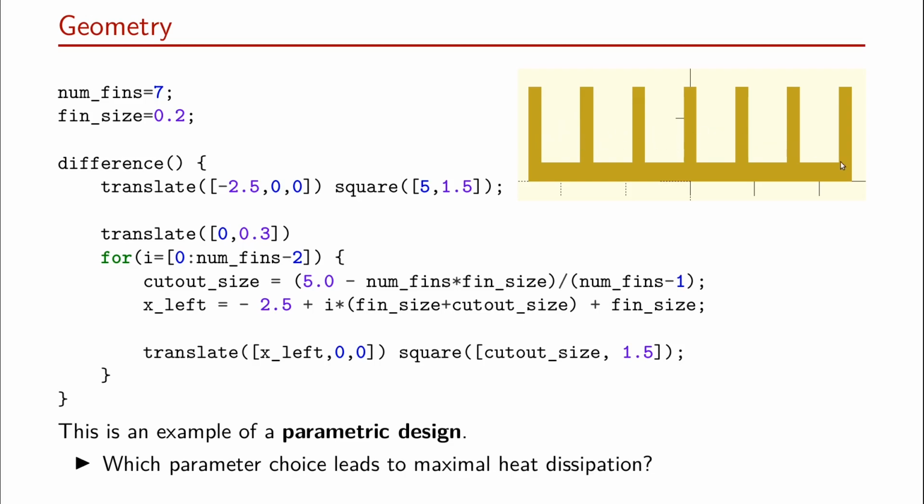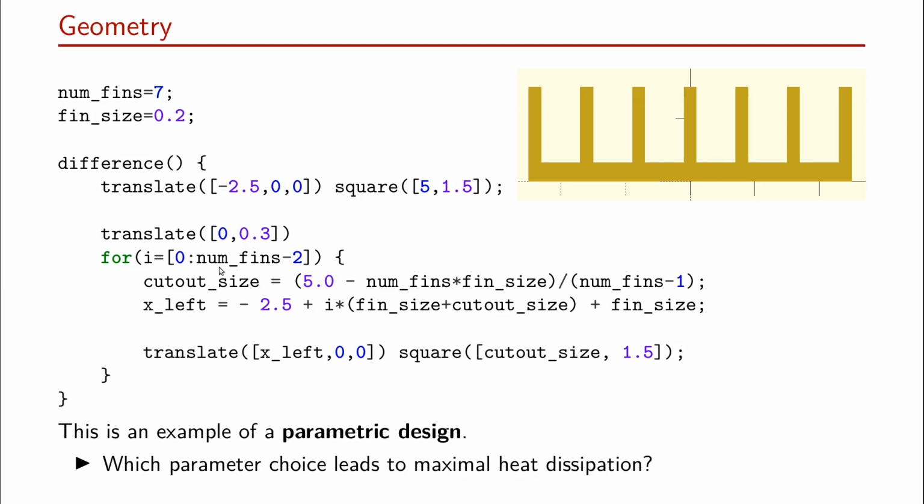And in that way I can actually create a model where I can programmatically specify how many fins I have. And you can see here, this is a parameter that we have on the top. Now the loop basically works in the following way.